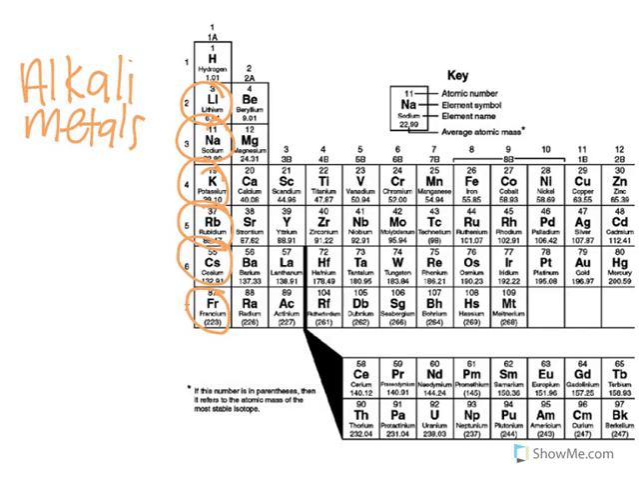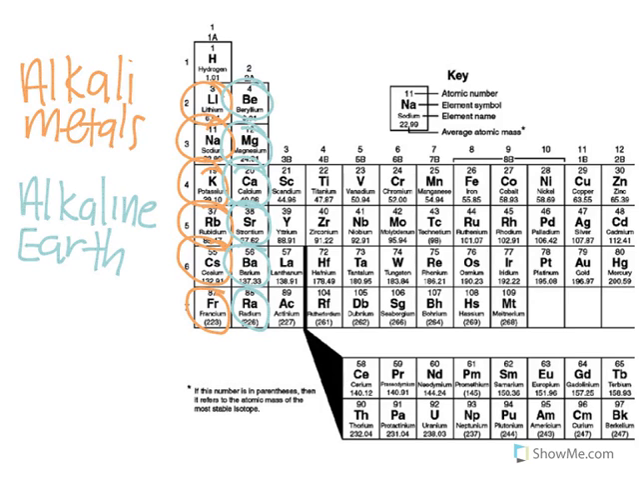The group next to it, group 2: beryllium, magnesium, calcium, strontium, barium, and radium. Those are called our alkaline earth metals. Like your alkali metals, they are also very reactive, just a little bit less reactive than the alkali metals. And they're a little bit stronger and denser. They are also not found in nature as a free element.